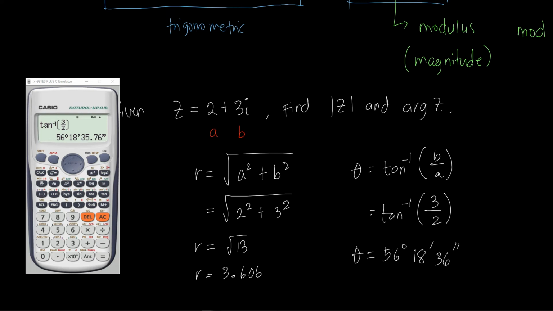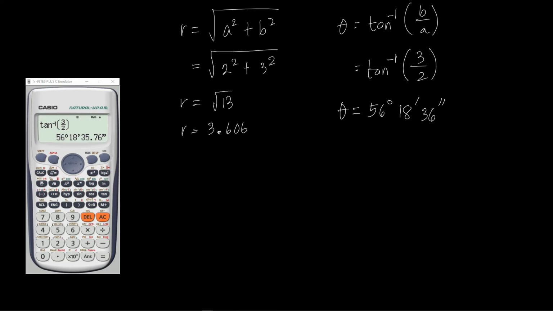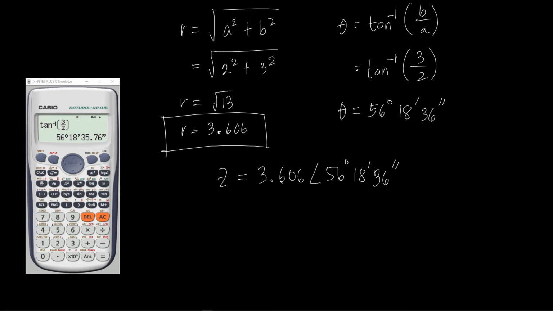So, if we write this in polar form, it is r angle theta. So z is equal to 3.606 angle 56 degrees 18 minutes 36 seconds. But what was asked for is only the mod. This is the mod of Z, and this is the arg of Z.